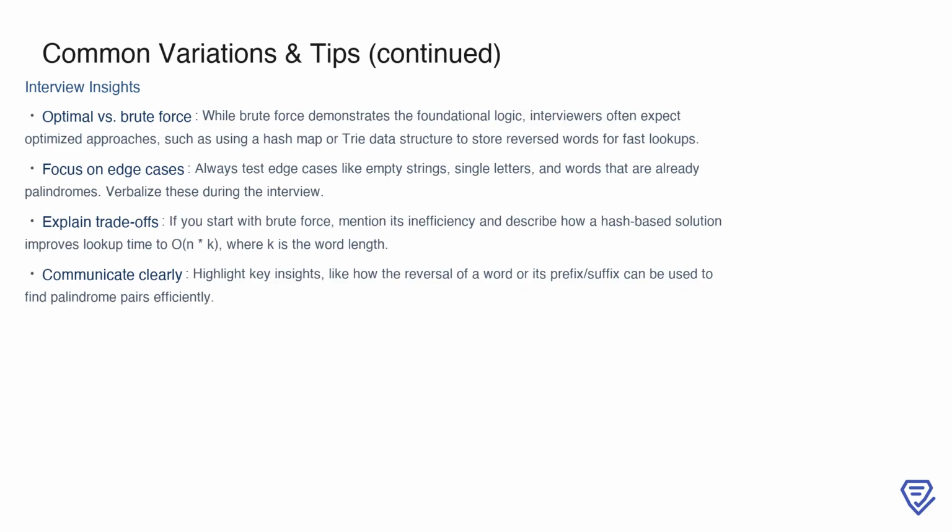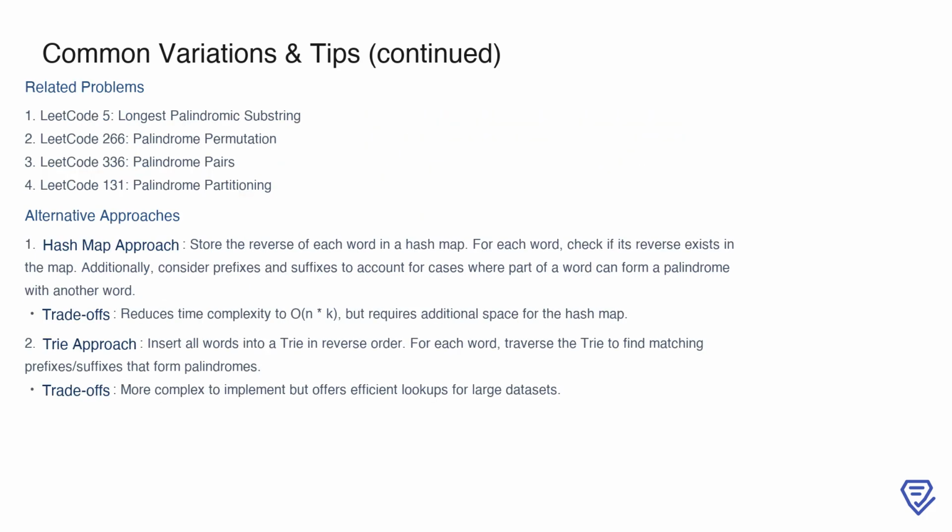Highlight insights such as how reversing a word or analyzing its prefixes and suffixes can help identify palindrome pairs efficiently. This demonstrates not only your problem-solving skills but also your ability to think critically about trade-offs. The palindrome pairs problem is closely related to several other challenges that you may encounter, such as LeetCode 5, which focuses on finding the longest palindromic substring, LeetCode 266, which covers palindrome permutations, and LeetCode 131, which involves palindrome partitioning. Exploring these problems can deepen your understanding of palindromes and their variations in computational contexts.